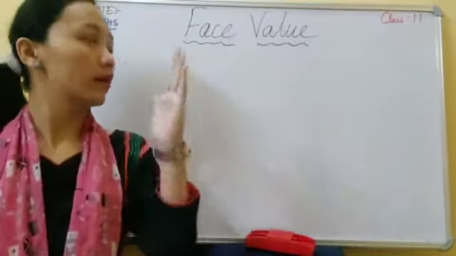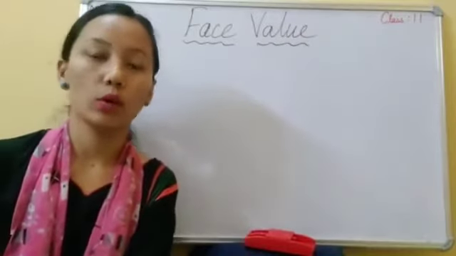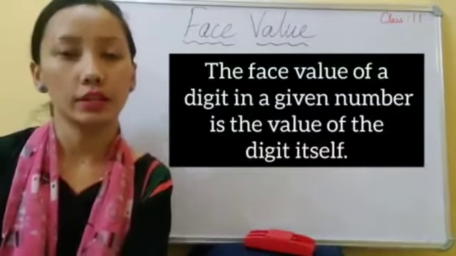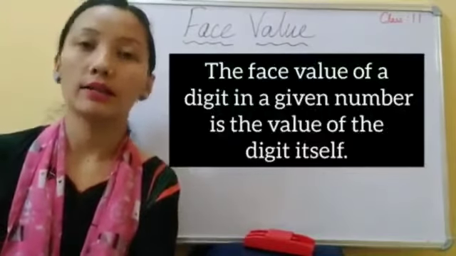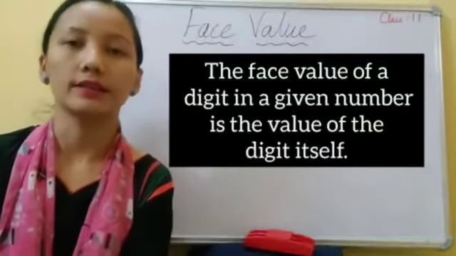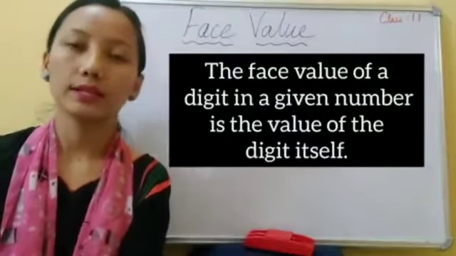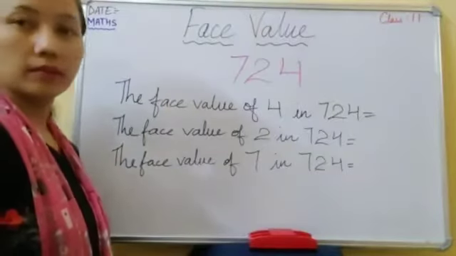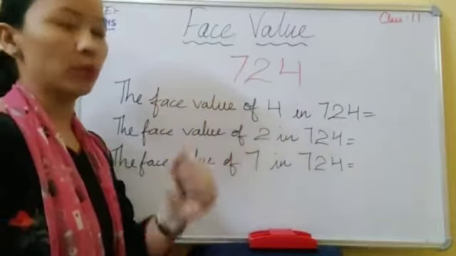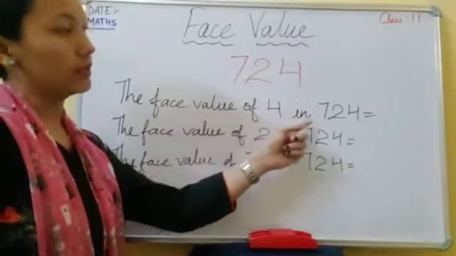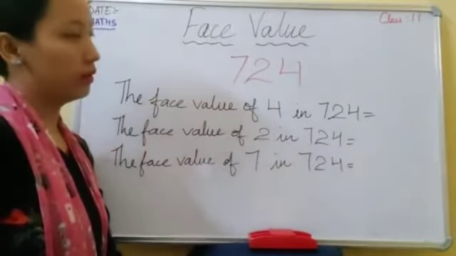Next, face value. Students, what do you mean by face value? Yes, the face value of a digit in a given number is the value of the digit itself. Okay. Now let's do some examples. Now let's take a number 724. Now students, tell me the face value of 4 in 724.